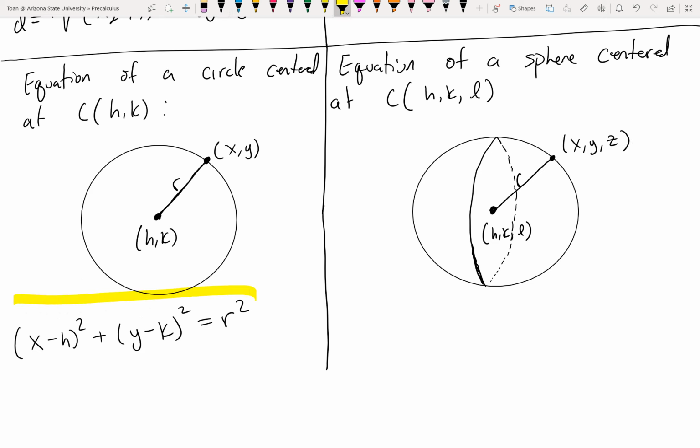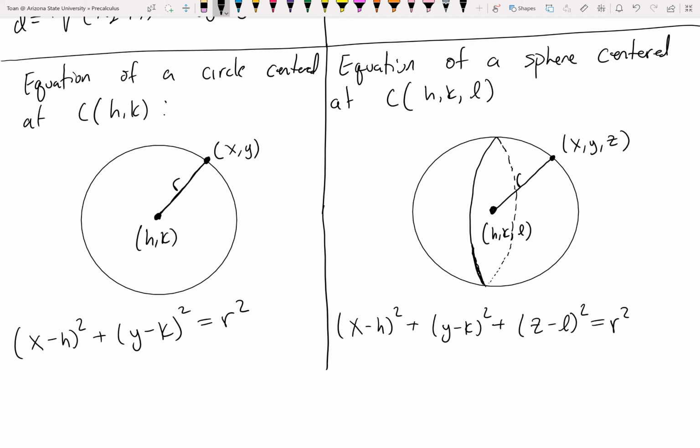So here's the equation of a circle. Well, the equation of the sphere should be very, very similar, except you have a z component. So not surprisingly, this is the equation of a sphere: (x minus h) squared plus (y minus k) squared, just like a circle, but you tack on the z component, plus (z minus l) squared equals r squared. Right.